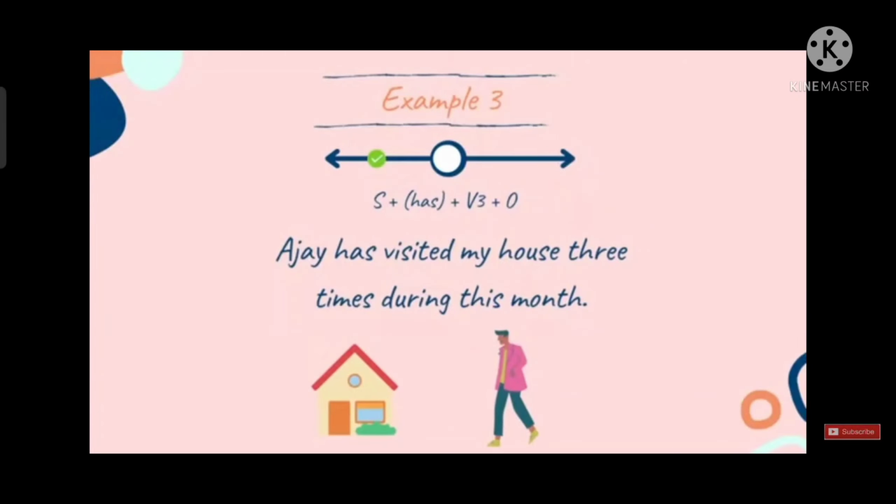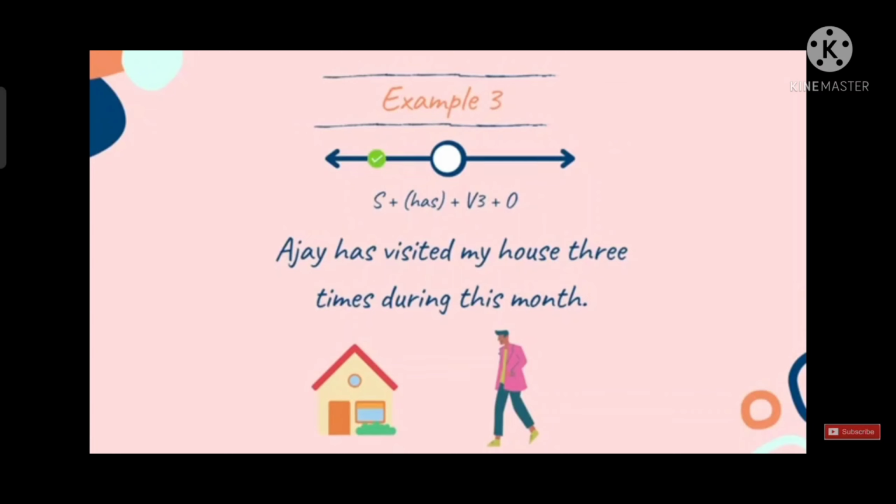Let's look into the next example. Ajay has visited my house 3 times. The activity of Ajay visiting my house was completed and is still true in the present as well, meaning Ajay is still visiting my house whenever he has time, and the time is mentioned this month. So we have used present perfect tense here. Notice we have used has here as the subject is third person singular.